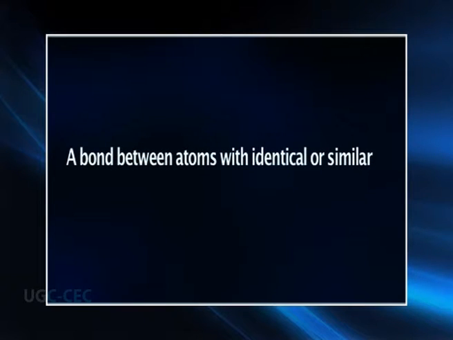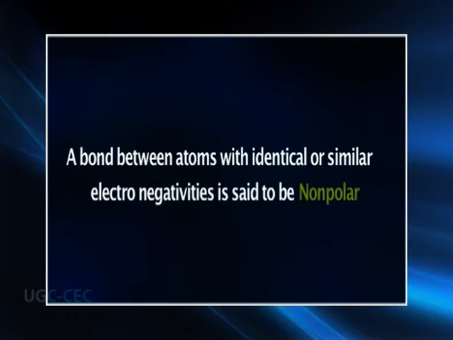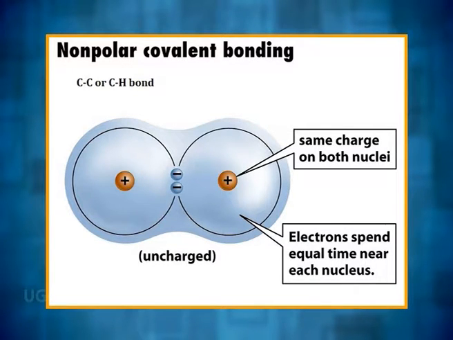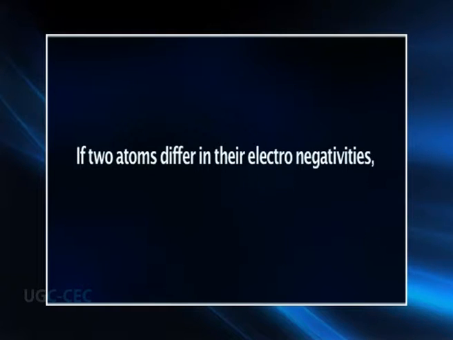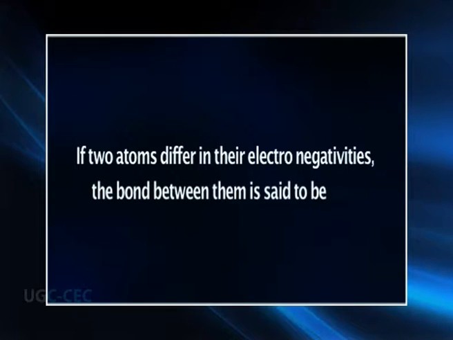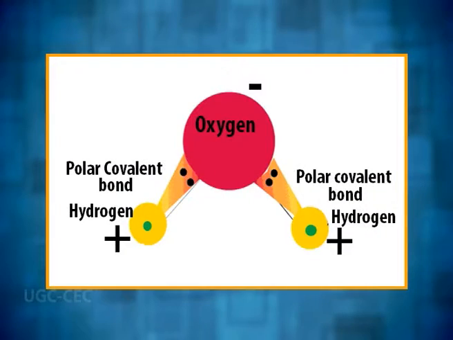A bond between atoms with identical or similar electronegativities is said to be nonpolar. In a nonpolar bond, the bonding electrons are essentially shared equally between the two atoms, as is the case for most carbon-carbon and carbon-hydrogen bonds. However, if two atoms differ in their electronegativities, the bond between them is said to be polar. One end of a polar bond has a partial negative charge and the other end has a partial positive charge. Covalent bonds are much stronger and more stable than non-covalent interactions.